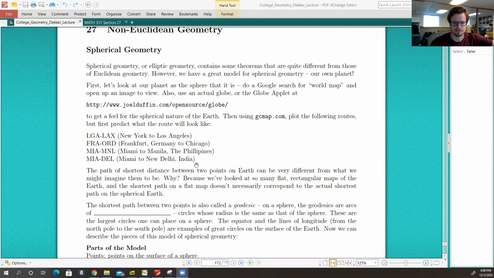Welcome back to geometry. We just introduced the idea of spherical geometry, our first non-Euclidean geometry, and we looked at the example of it on the ball. So let's take a look at what our notes have to say about some of the results in spherical geometry.